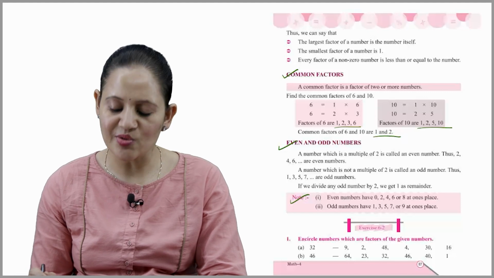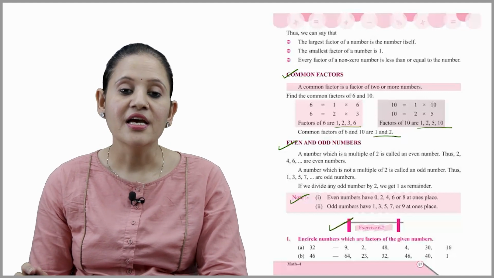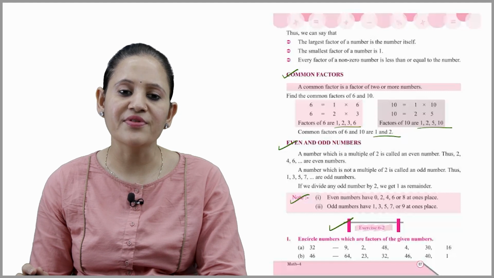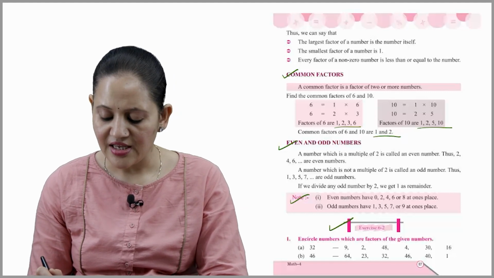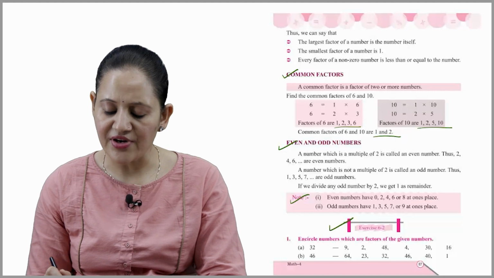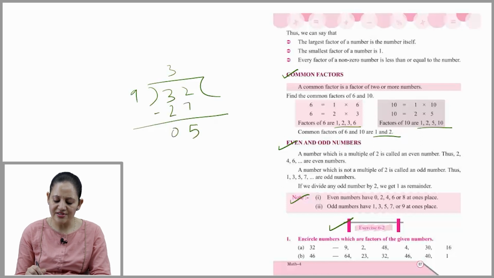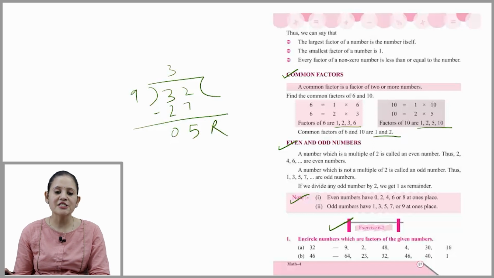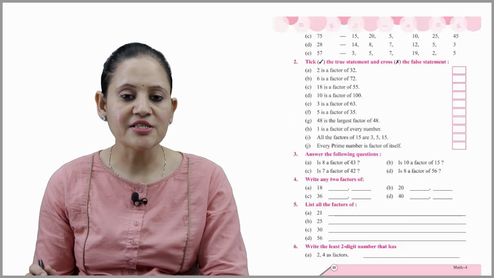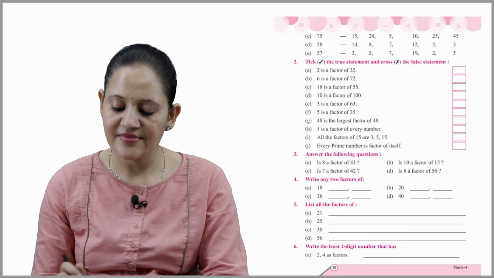Next is exercise 6.2. Insert the numbers which are factors of the given number. Like here, is 9 a factor of 32? No. If we divide 32 by 9, 9 3s are 27. So 5 is the remainder, that means 9 is not a factor of 32. You have to practice all the questions of this exercise.